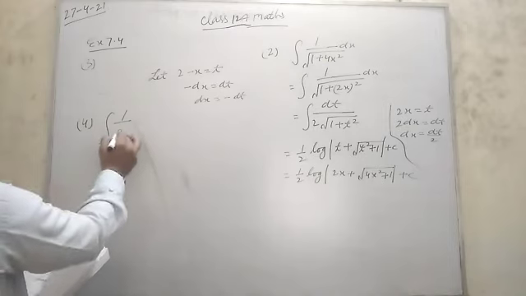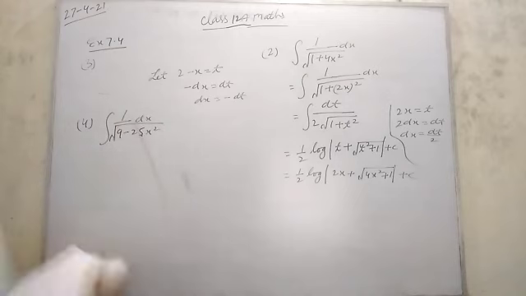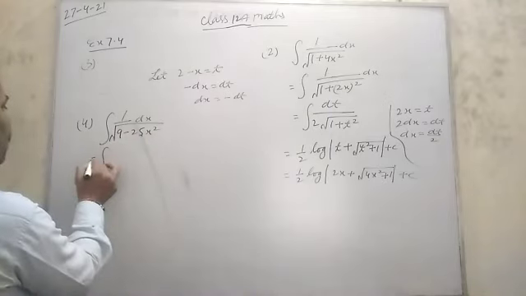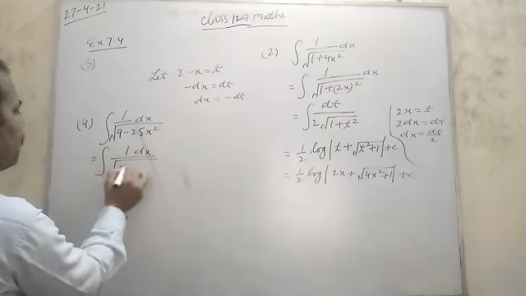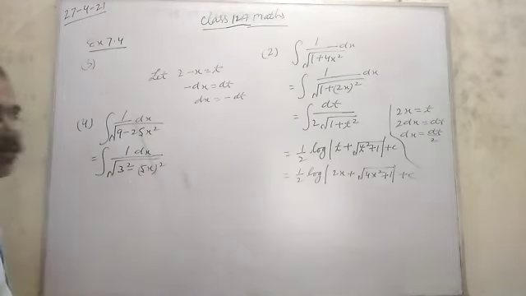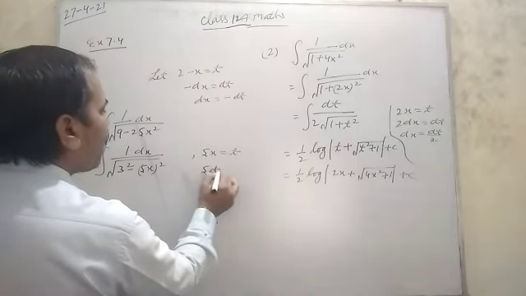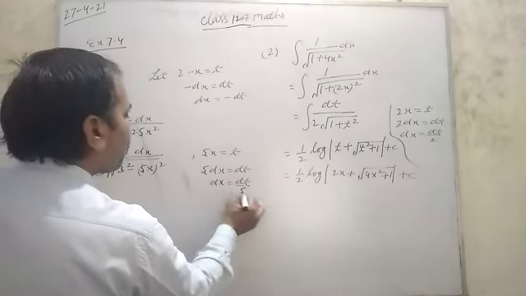1 upon 9 minus 25x square dx. Okay, so here 9 minus 25x square, so this you can write in this form. 9 you can write 3 square, minus 25x square is 5x whole square. Then suppose 5x is equal to t. Okay, so 5 dx is equal to dt. So dx is equal to dt upon 5.